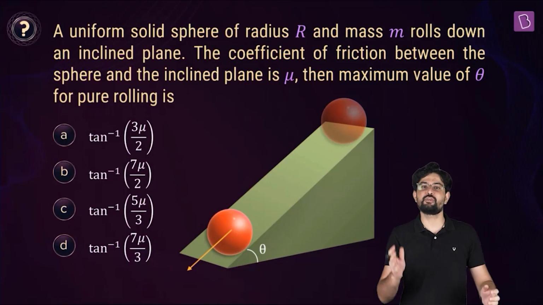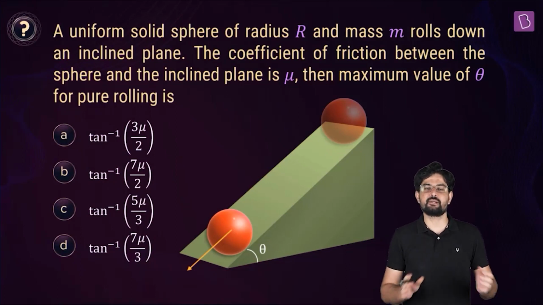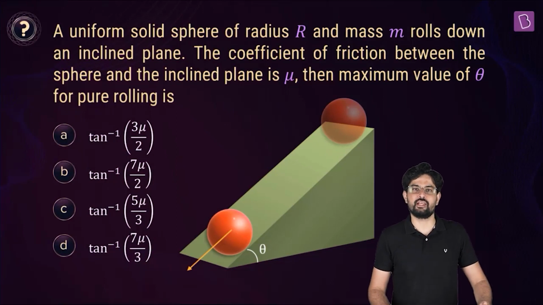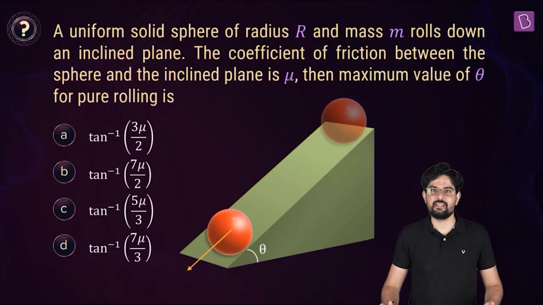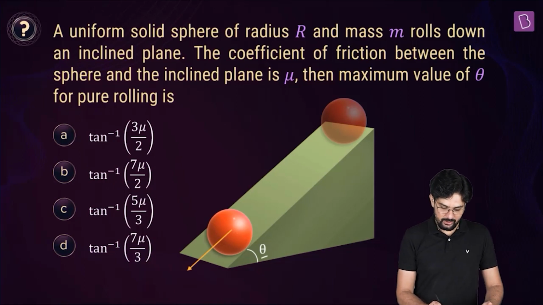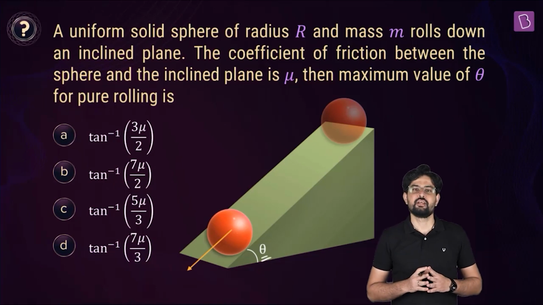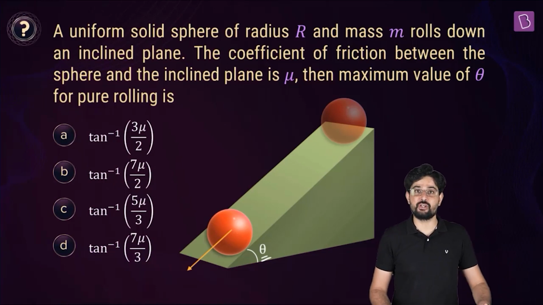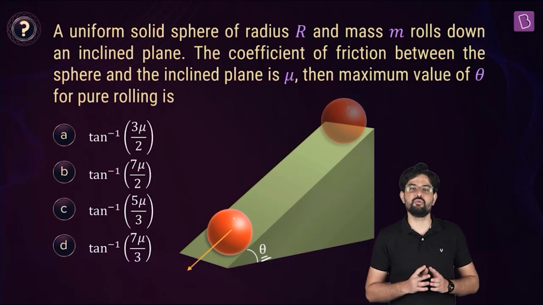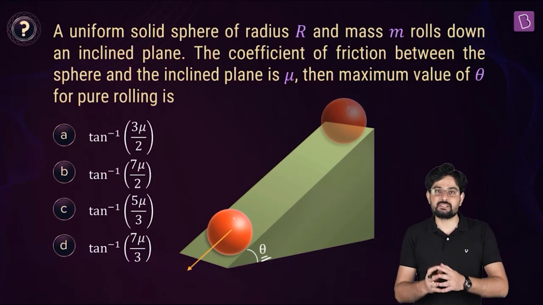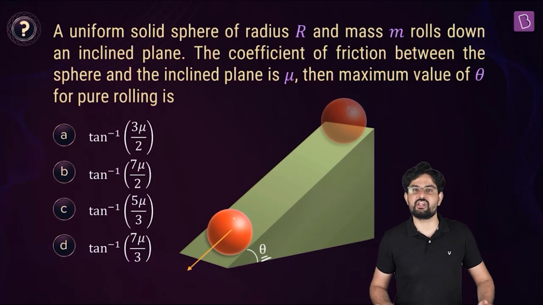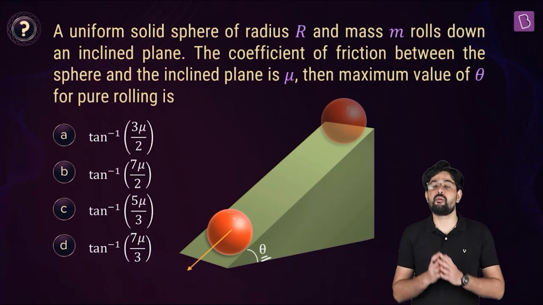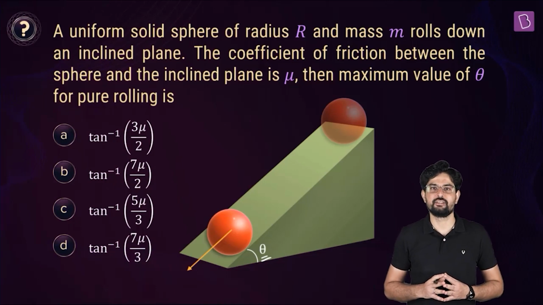Now in this case, you have a uniform solid sphere which has a mass m and radius r. And this sphere is rolling down the inclined plane which has the angle of inclination theta. The coefficient of limiting friction between the sphere and the inclined plane has been given to you as mu. What do you have to do? You have to find out the maximum value of the angle of inclination theta for which this sphere is going to perform pure rolling. All right?